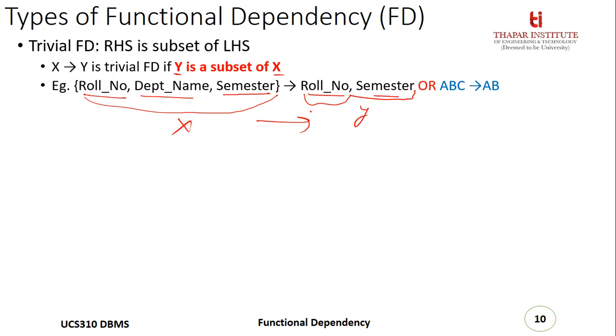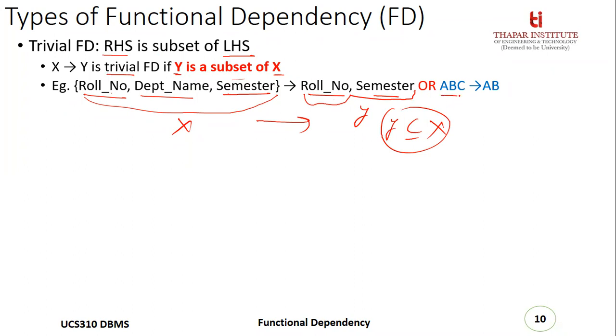So you can see Y is a subset of X here in this case, as roll number and semester is a subset of roll number and semester. So LHS attributes is a superset of RHS attributes, or RHS is a subset of LHS. Then in this case, the dependency is called a trivial dependency. Okay. Another example is given here.